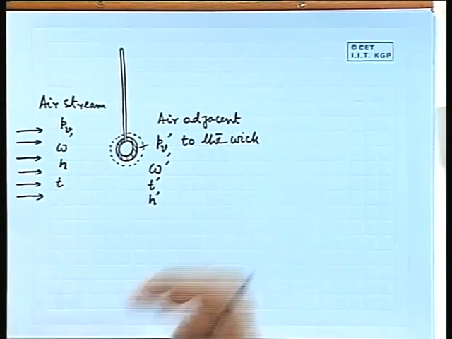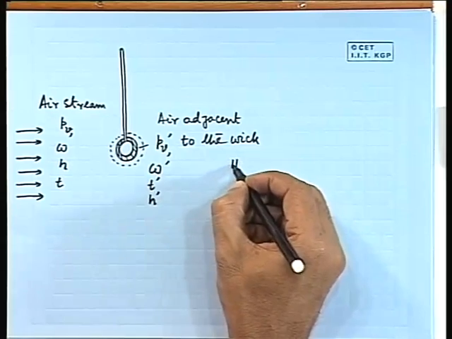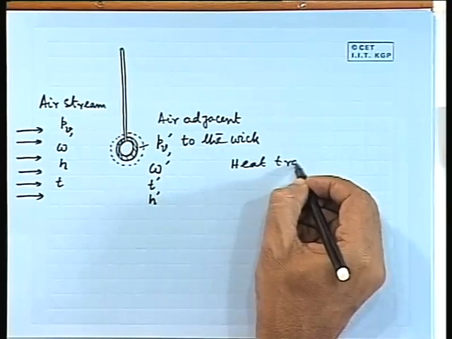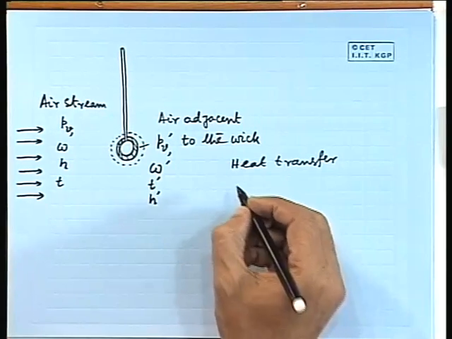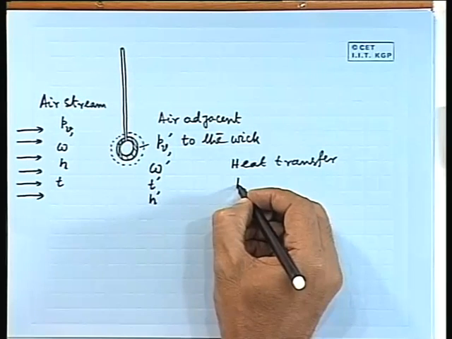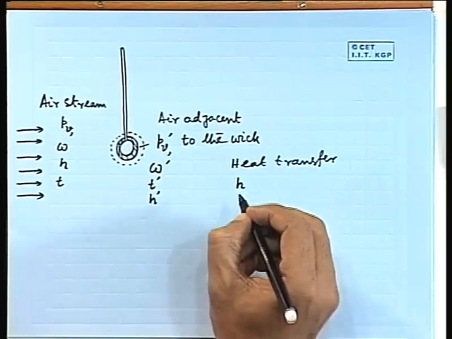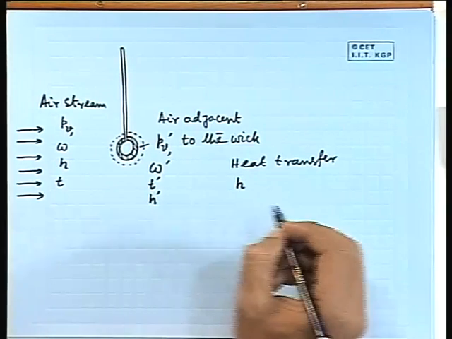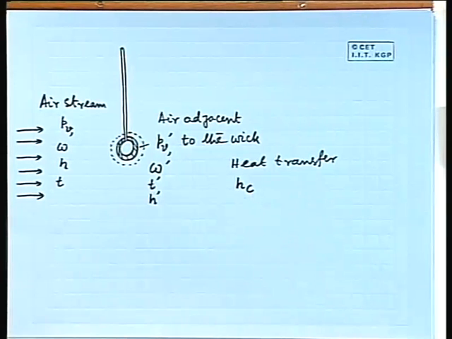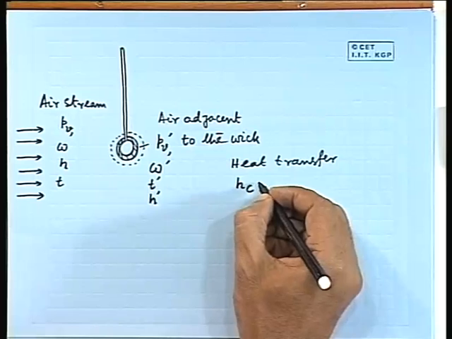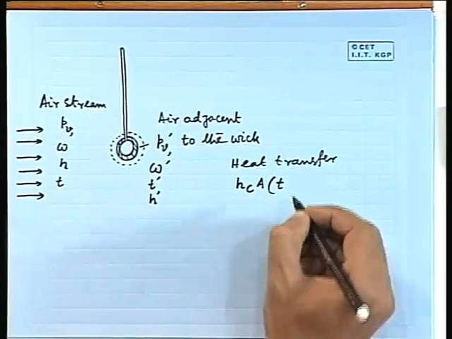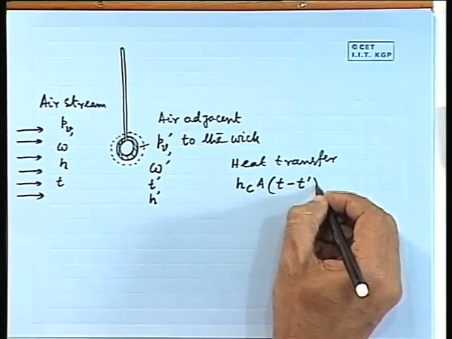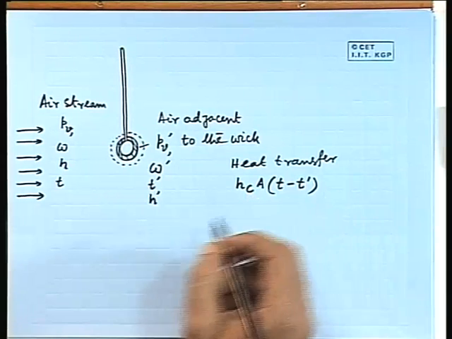Now, what can we write for the heat transfer? The heat transfer is, let us say the heat transfer coefficient, again I am using h, but let us use h convection, hc, heat transfer coefficient into area of the wick into temperature of the air stream minus temperature of the wick, all right. So, this is our heat transfer.